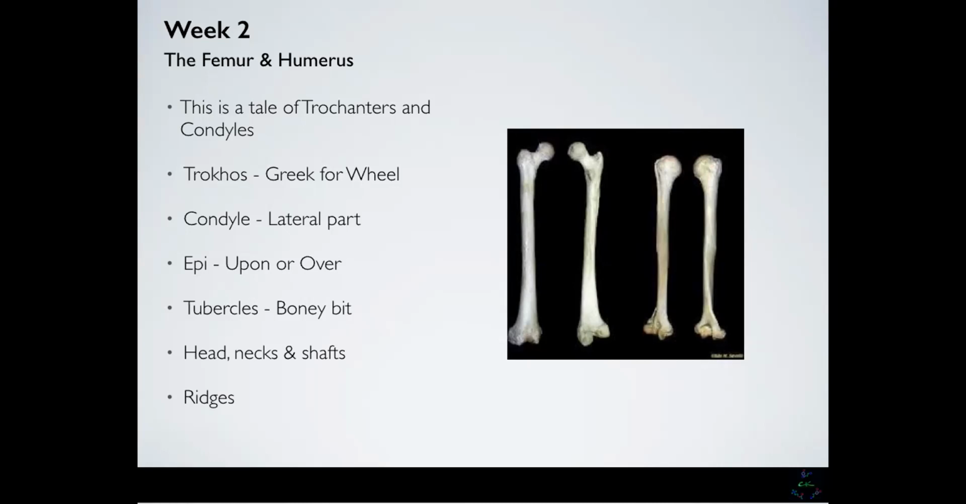So make sure you get those down. Just the main ones are trochanter and condyles, and the prefix epi. They're important. I'm going to go to the whiteboard again, just to explain a very, very silly way of remembering it, but I do think it really helps.